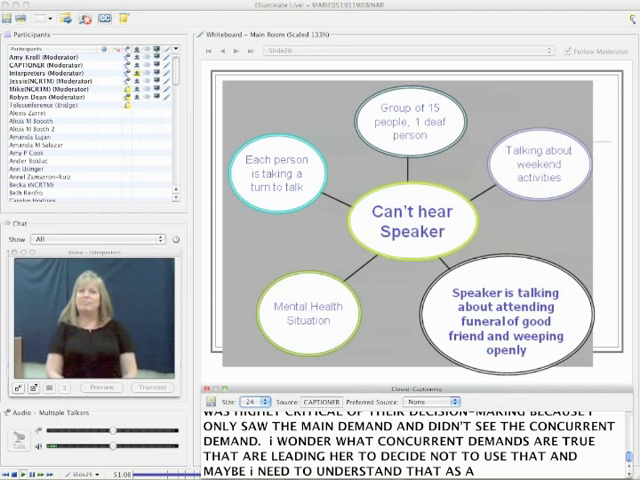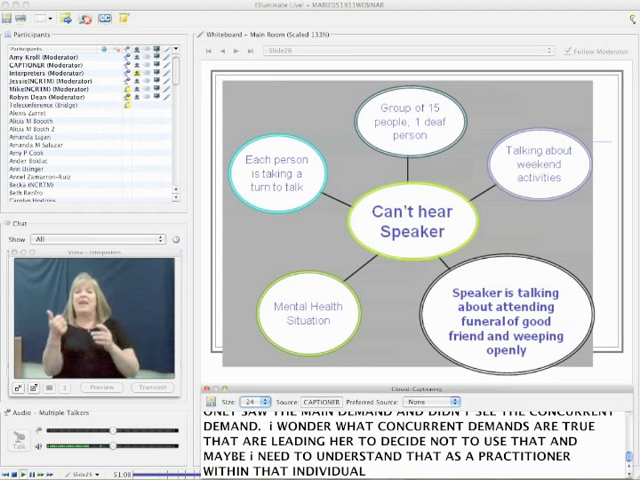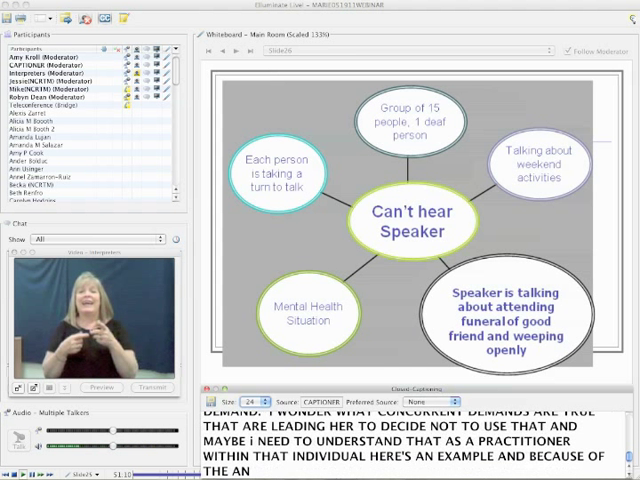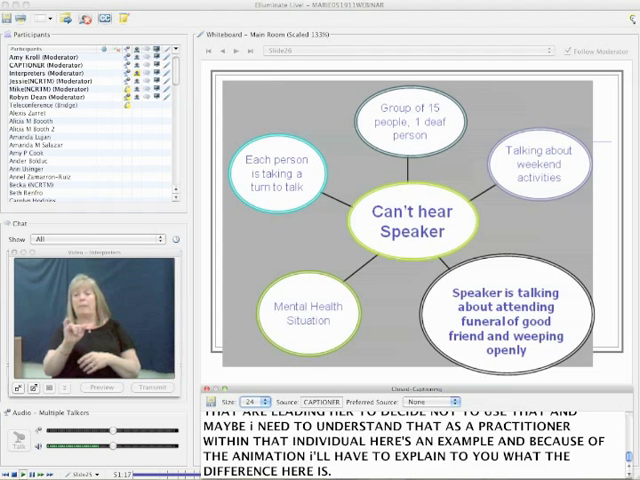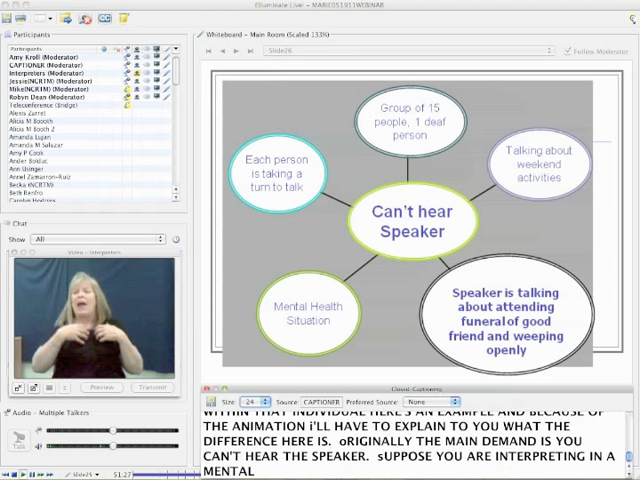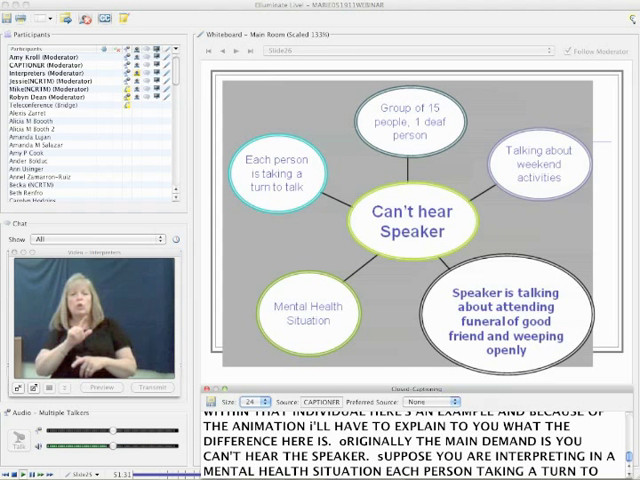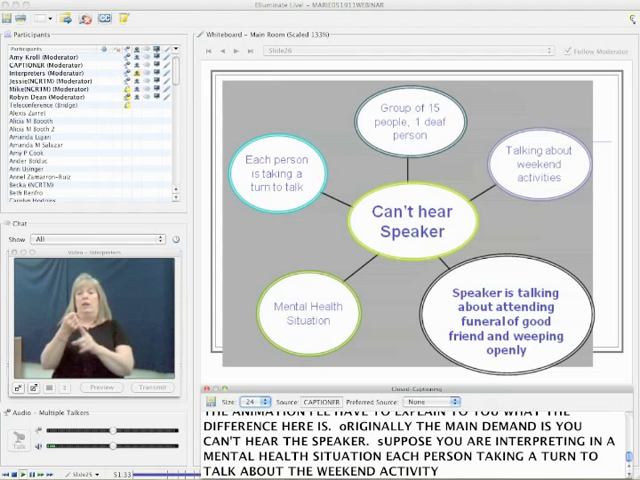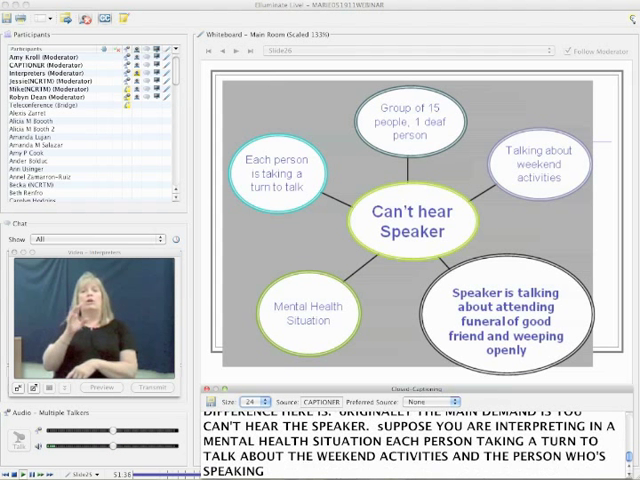Here is an example, and because of the animation, I'll have to explain to you what the difference here is. Originally this says that the main demand is you can't hear the speaker. That's the demand we've already talked about. And then here's an example of some of the concurrent demands. Suppose you were interpreting in a mental health situation. You have a group of 15 people, one person is deaf. Each person is taking a turn to talk about their weekend activities. And the person who is speaking is talking about attending a funeral of a good friend and weeping openly.